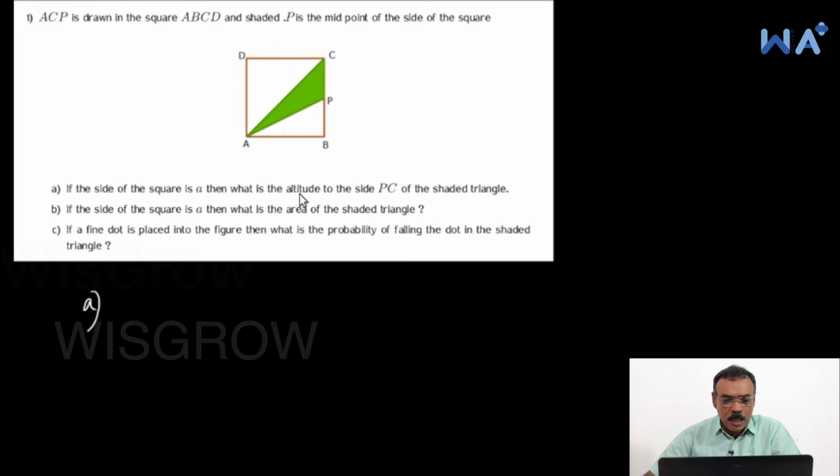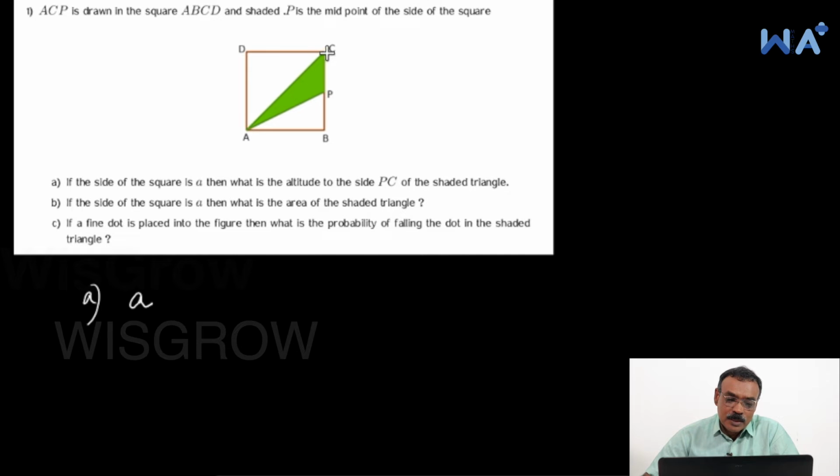Then what is the altitude to the side PC? PC എന്ന സൈഡിലേക്കുള്ള ഷെയ്ഡഡ് ട്രയാങ്കിളിൻ്റെ altitude എന്താണ്? അത് A തന്നെയാണ്. ഇതൊരു triangle, ഇതിൻ്റെ base സ്ക്വയറിൻ്റെ സൈഡിൻ്റെ പകുതിയാണ്. അപ്പോൾ this is A/2.